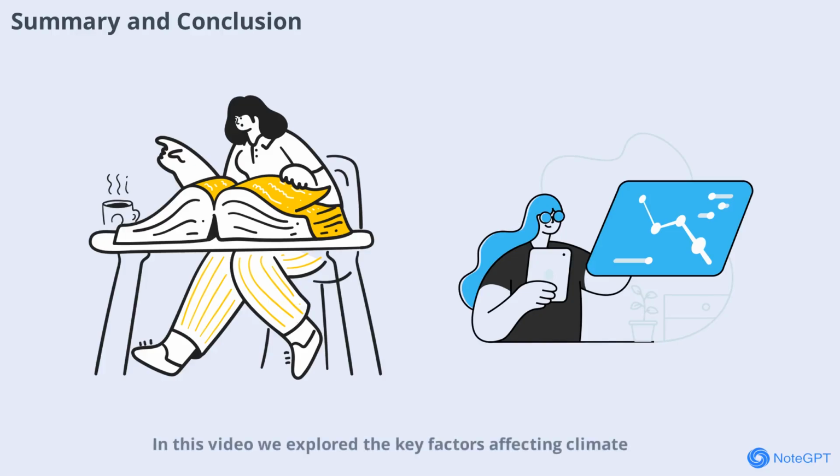In this video we explored the key factors affecting climate, the unique seasons of India, the distribution of rainfall, and the monsoon mechanism. We also discussed the urgent issue of climate change and its wide-ranging effects. Understanding these concepts is crucial for academic success and for making responsible choices as global citizens.